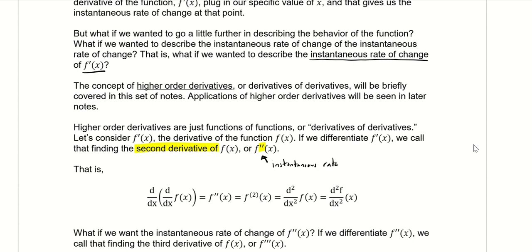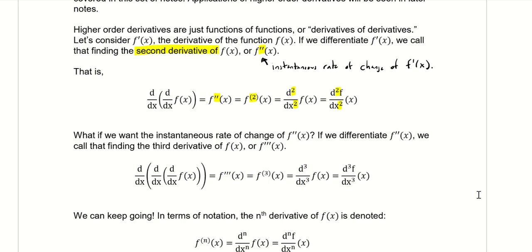So the instantaneous rate of change of the instantaneous rate of change, which again, right now sounds kind of weird, but we'll see applications of that later. So it's the derivative of the derivative. You'll see that written as, say, f prime prime of x. If you're doing a lot of extra derivatives, so like the third derivative, the fourth derivative, etc., you might see it written in parentheses. With Leibniz notation, you'll see the number of derivatives you need to take as a superscript.